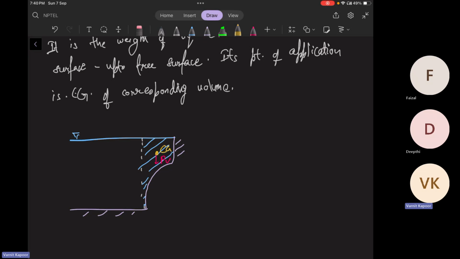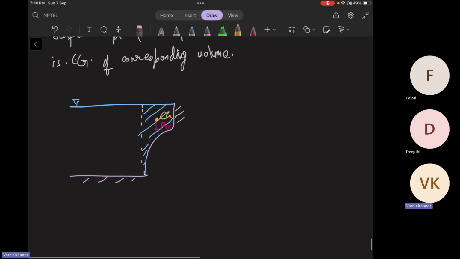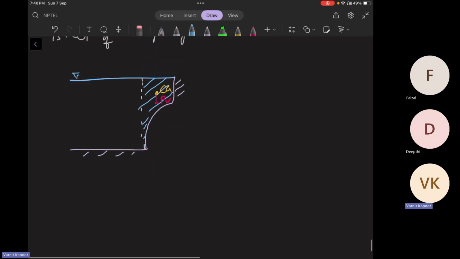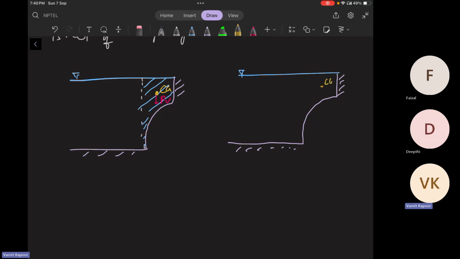Okay, so how will your final look? It will look something like this. So this is your free surface. Your curved surface is like this. Okay. This is your center of gravity. This is your vertical force on this.